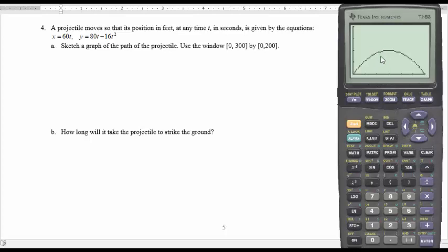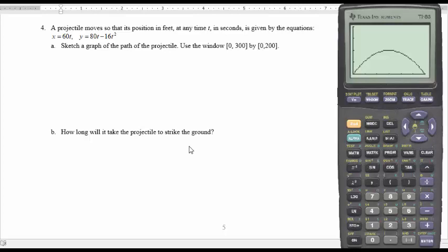So this is actually a lot more useful than our old height problems, right? It's a lot more useful. Get more information out of it. So there we go. So that's the graph of the path of the projectile.